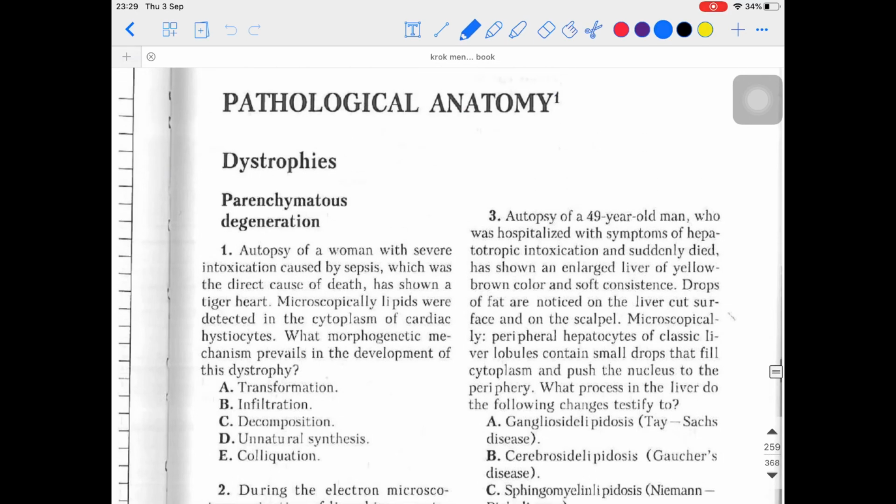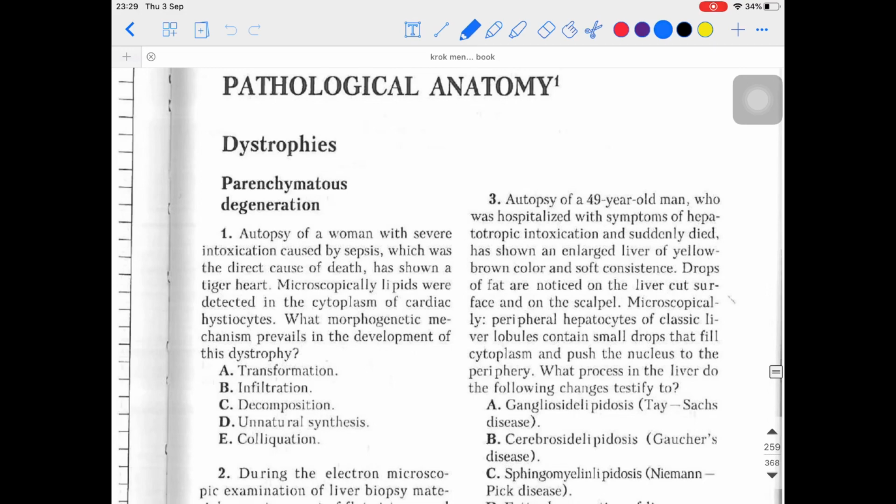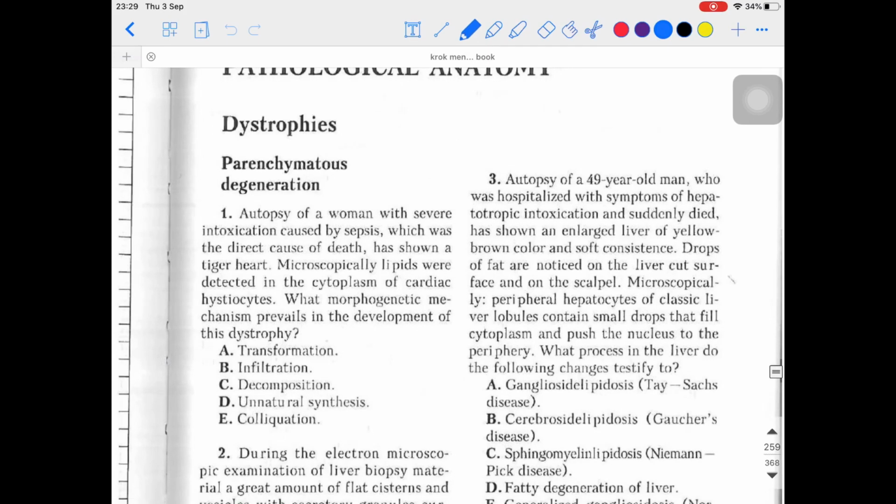So today I'm going to begin with the playlist for the Krok 1 pathomorphology discussion, or you can say pathological anatomy discussion. So the first topic over here is, I'm going to discuss these questions from the ministry book. Okay, so please refer to that while referring to these questions.